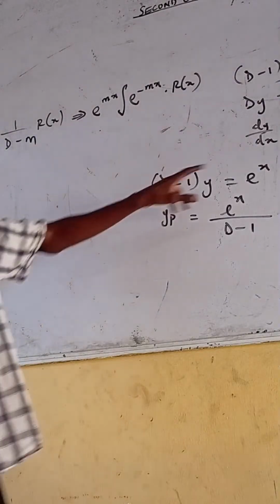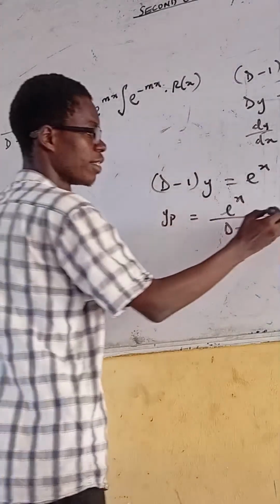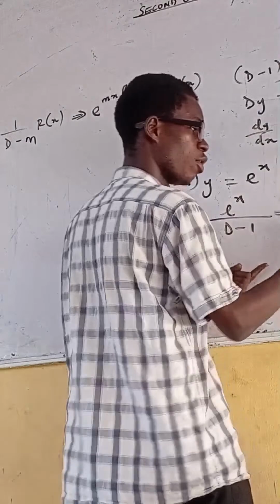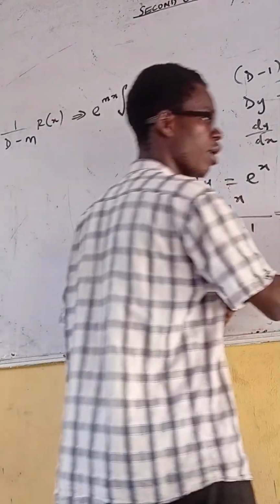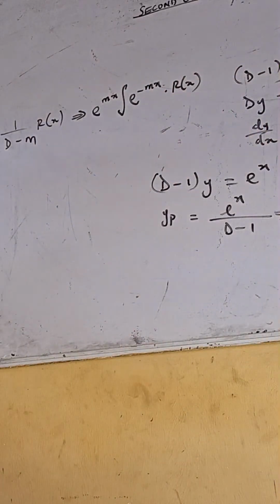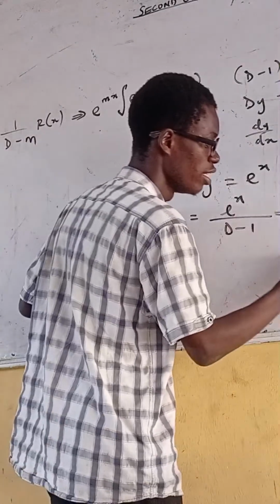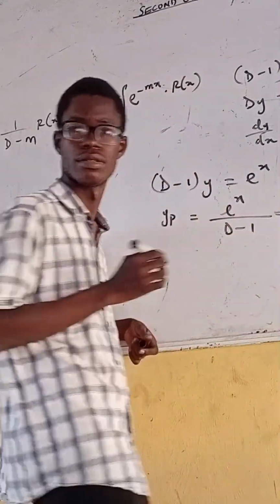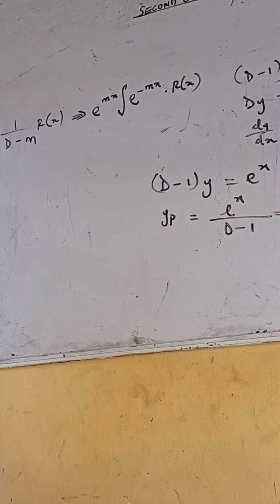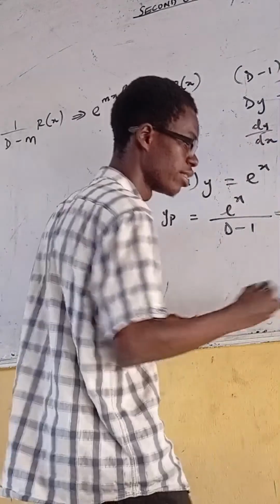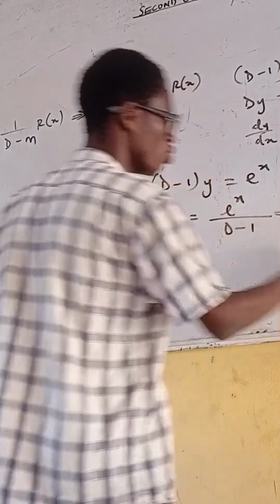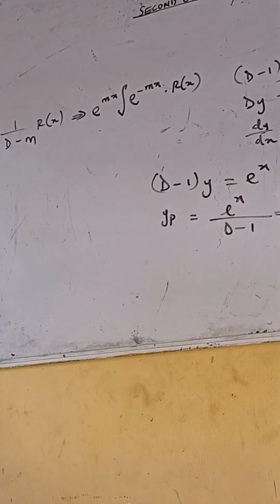So if I want to solve this equation now, it is the same thing as saying e raised power x integral of e raised power minus x times e raised power x dx. Do you get what I did? We now simplify this and say e raised power x integral of 1. If we integrate this one, what do we get? x e raised power x. You can add a plus c if you want to.